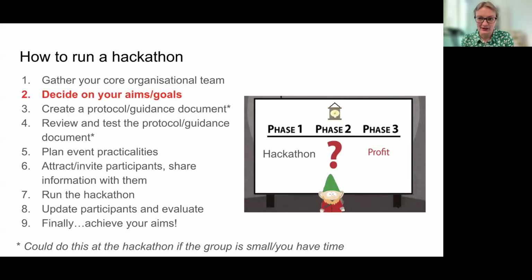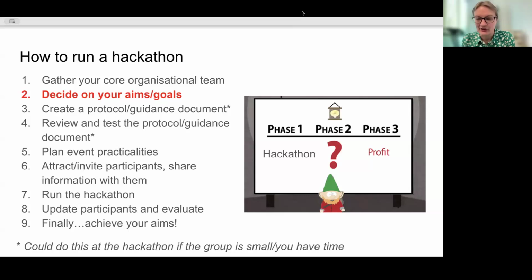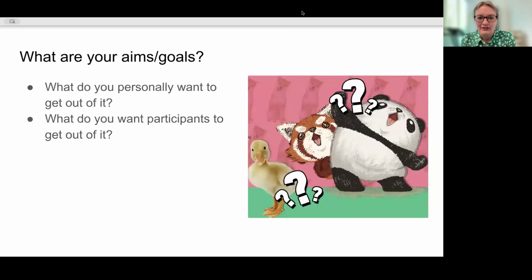So something that I think is really key and that we sometimes struggle a bit with is thinking about deciding on our aims and goals. To start with, think about what you personally want to get out of a hackathon and also what you want participants to get out of it.